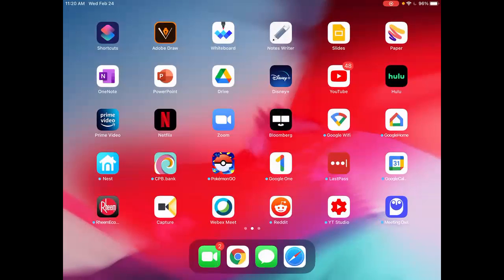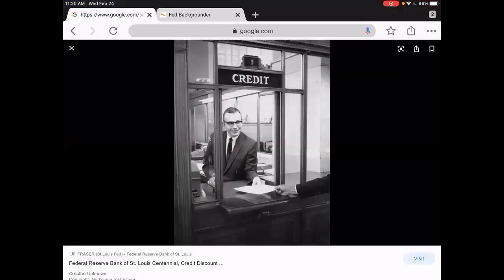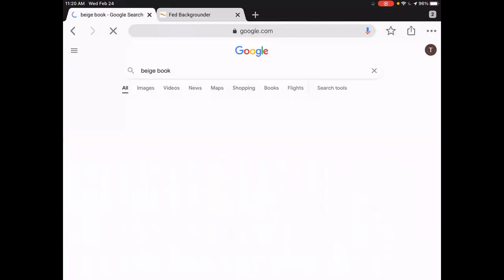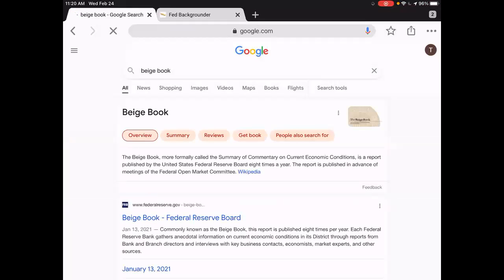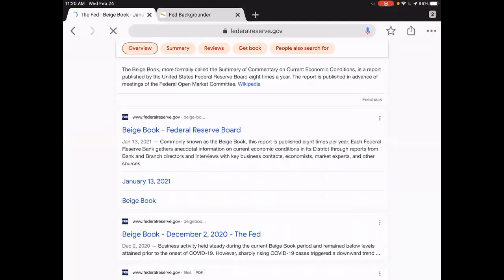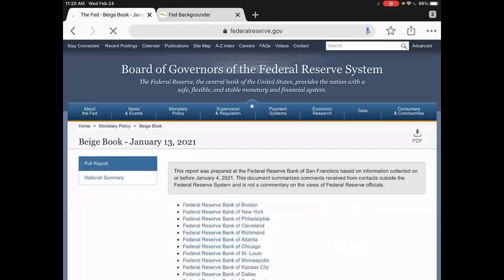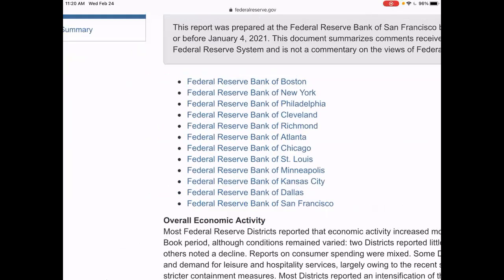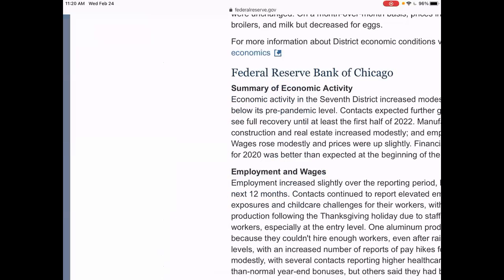If we look at how this looks, just look at the most recent one here. So what the Beige Book does is it's broken down by district. Let's just look at my old district, Chicago.